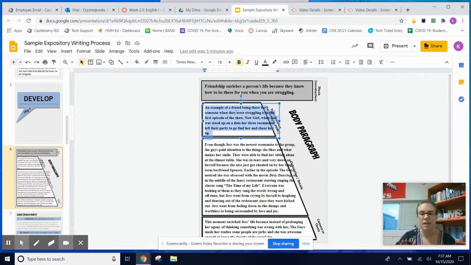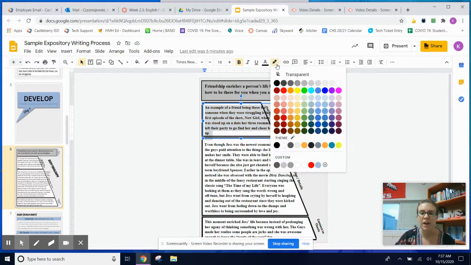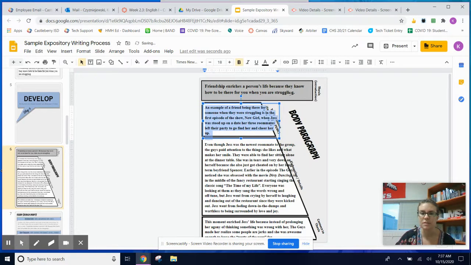So I said an example of a friend being there for someone when they were struggling is in the first episode of the show New Girl when Jess was stood up on a date. Her 3 roommates left the party to go find her and cheer her up. That directly relates to my thesis statement because it shows a situation of Jess who was struggling and her friends being there for her.